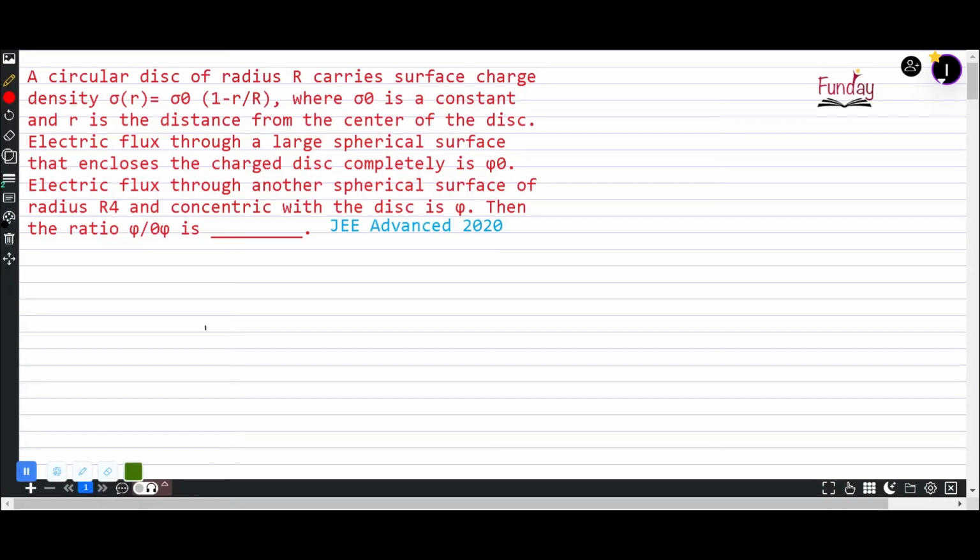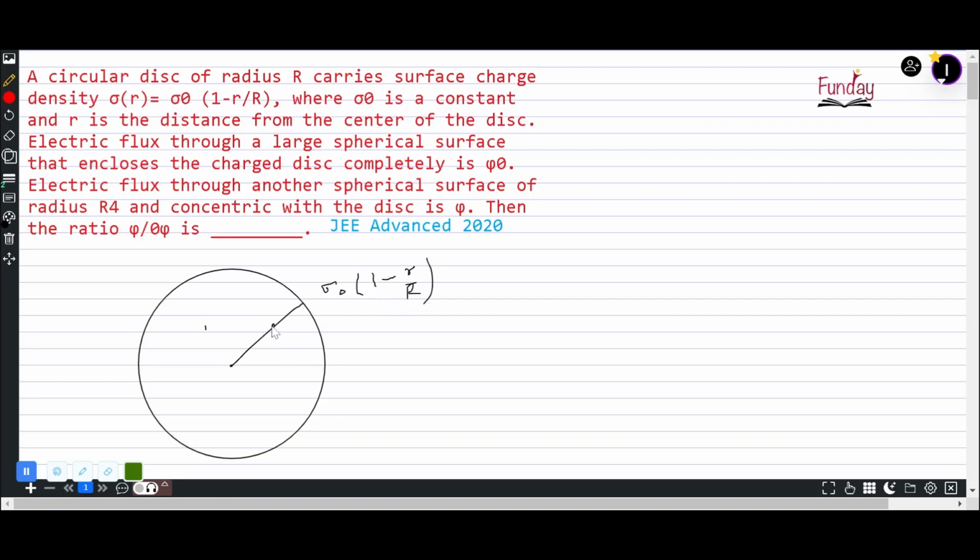Hi, you see in this question we have a circular disc of radius R. Okay, so I'll make the disc here, and within the disc this is the center. Okay, now in the circular disc of radius R, we are saying it carries charge density of sigma 0 (1 minus r by R) at distance r.